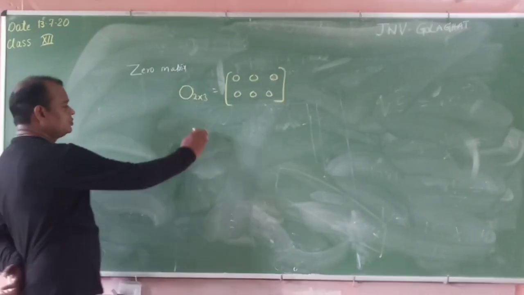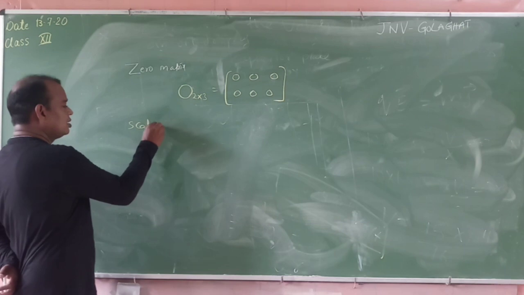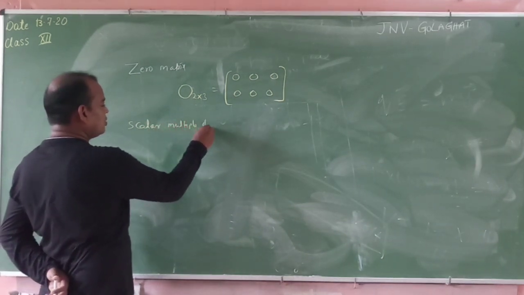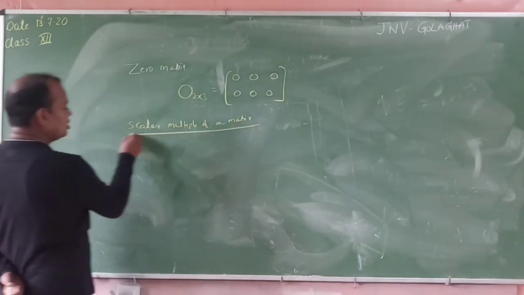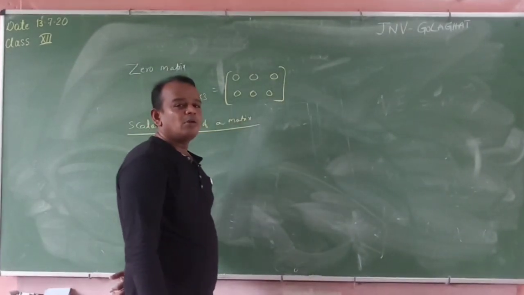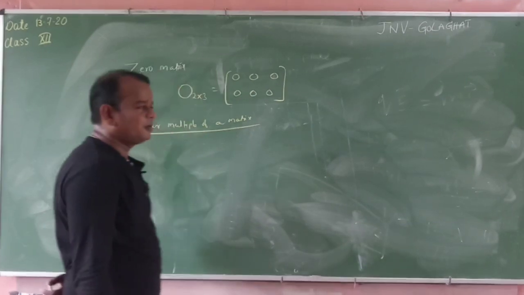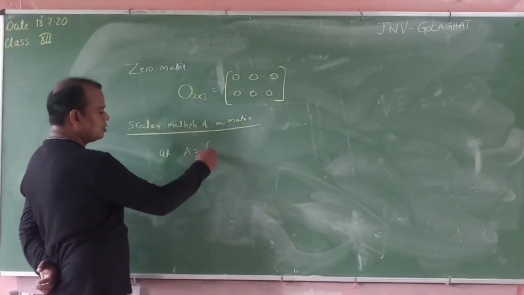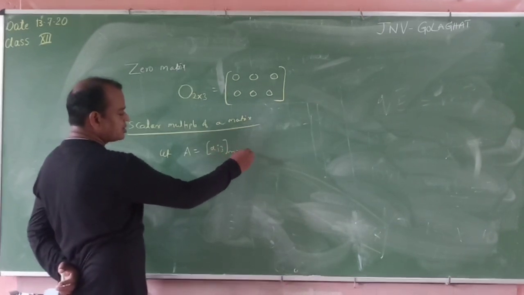Next, what is that? The next one is the scalar multiple of a matrix. Scalar multiple of a matrix. That means one matrix is multiplied by a scalar. How is it possible? Let us suppose A is equal to Aij of order m by n, a matrix.